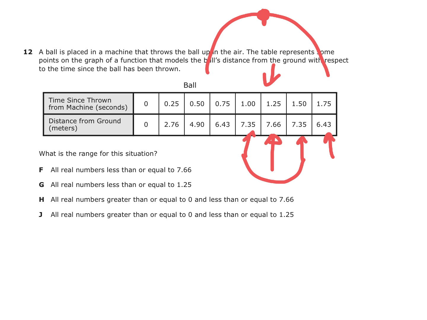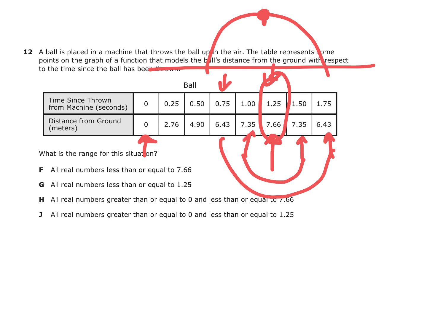So you notice these two are the same. And at 0.75, these two are the same. So right in the middle is your vertex, which is your maximum. And the maximum height in meters is 7.66. And the lowest it could be is 0. It starts from ground 0 and goes up to a maximum of 7.66. So 0 is here, and then 7.66 is the maximum height. And so that is the range.